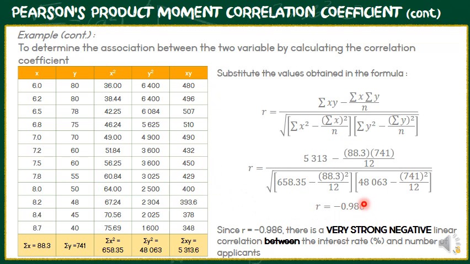and get the value of R. So in this example, your R is negative. Negative R means it has a negative relationship. 0.986. If you look at the previous table, 0.75 to less than 1 means very strong. So we can interpret our R: there is a very strong negative linear relationship between interest rate and number of applicants.